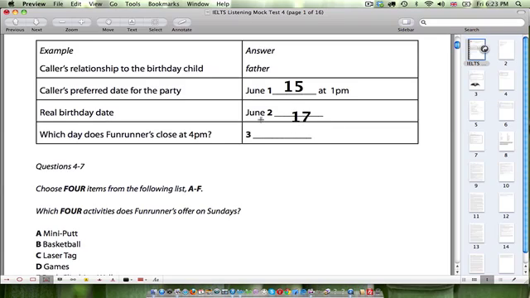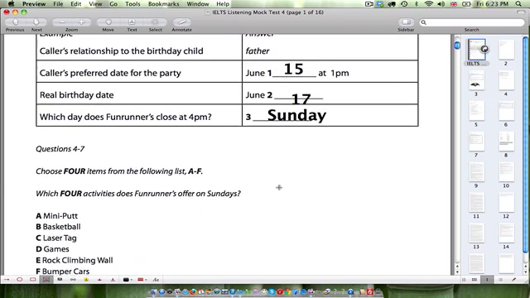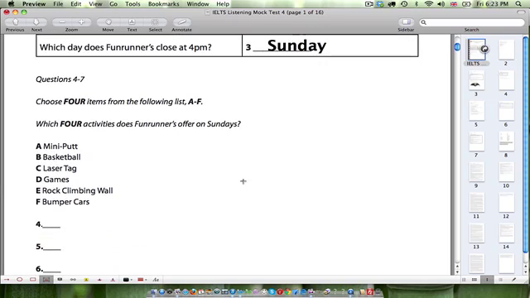Which day does Funrunners close at 4 p.m.? The answer here is Sunday. Choose 4 items from the list, A to F. These sorts of lists often will be stated exactly as they're written in the listening. Not always, but often. And in this case, that's true.